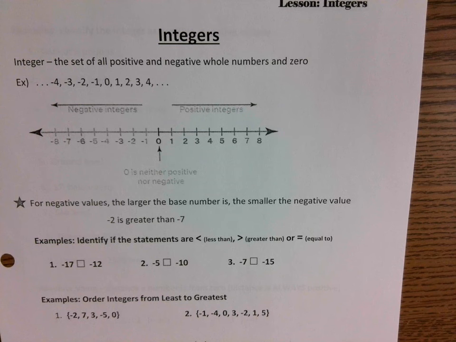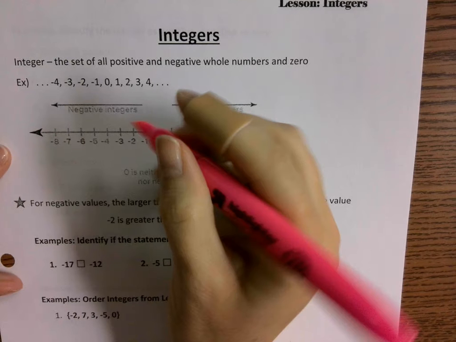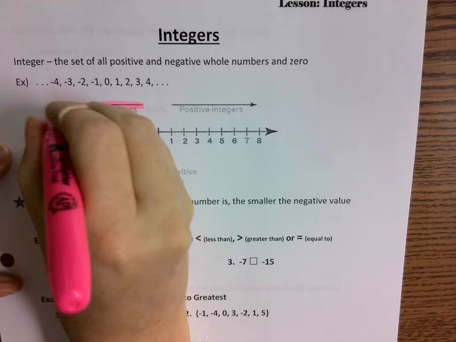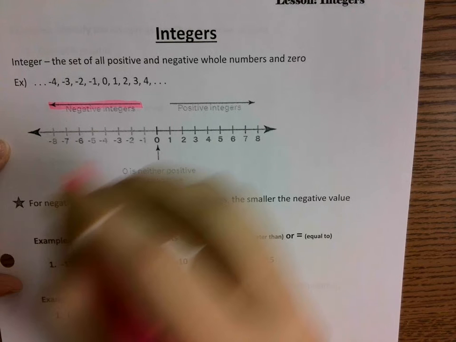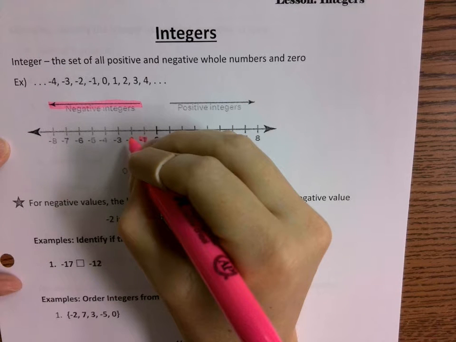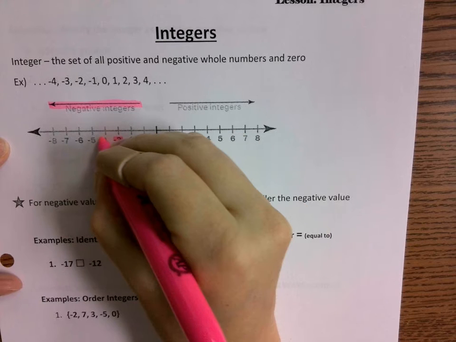Integers are the set of all positive and negative whole numbers and the value 0. Notice 0 is not considered to be positive, nor is it considered to be negative. So you have your negative values that are always going to consist of the numbers to the left of 0. All the numbers to the left of 0 are negatives, and we've got -1, -2, -3, -4, -5, -6, -7, -8, and so on and so forth.